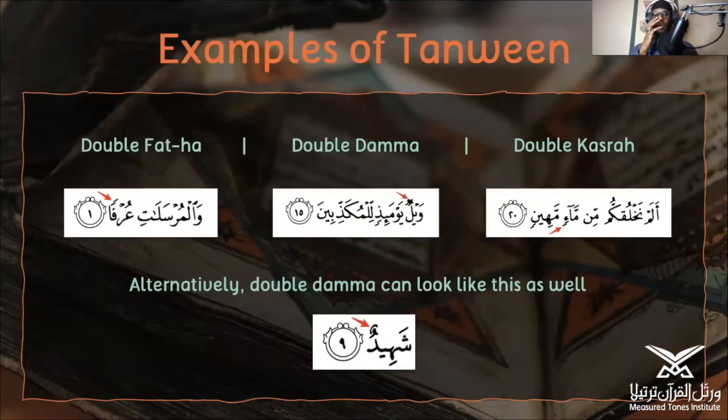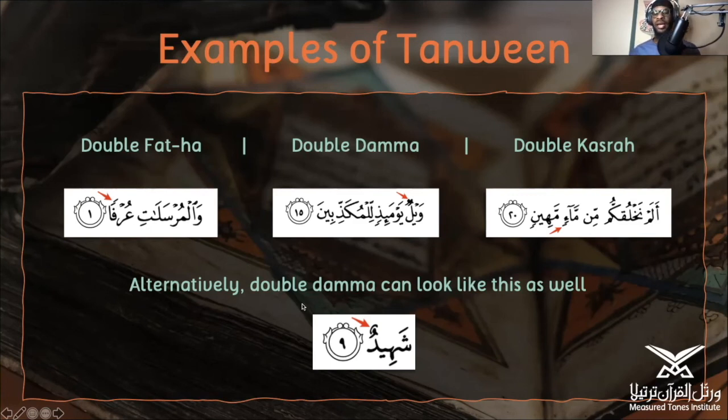Examples of tanween, the double, let's start from the right and go left. The double kasra we have here, ma'in. So, right, double kasra makes the "in" sound. Ma'in, mahin, ma'in, mahin, ma'in, right? So this is a double kasra, all right? Double dhamma, waylun, "un", double dhamma. This is tanween. Urfan, double fatha, right?